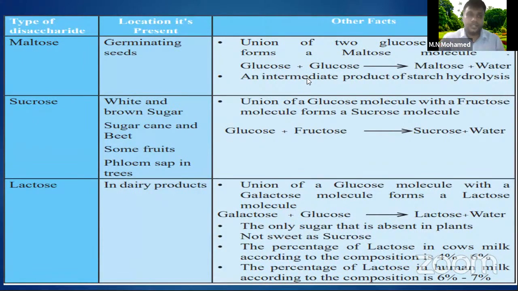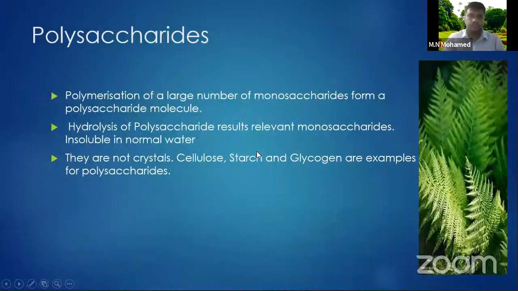Next one, polysaccharides. What are polysaccharides? The polymerization of a large number of monosaccharides forms a polysaccharide molecule. You don't know the meaning of polymerization. Polymerization is a process.